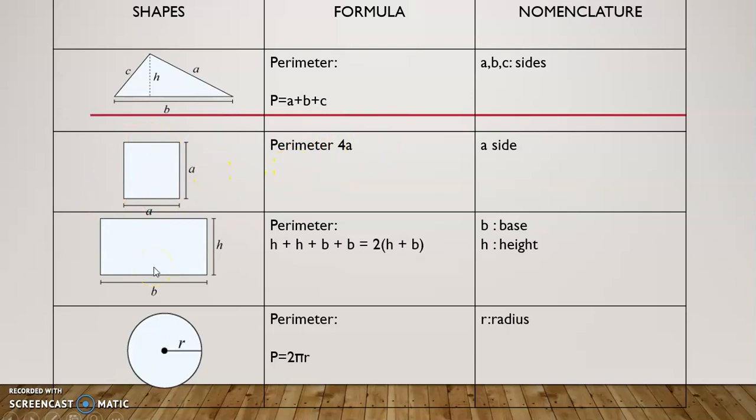This is a what? This is a rectangle. The perimeter of the what? This plus this plus this plus this, which is H plus H plus B plus B, which is what? 2H plus 2B. That's what you have here. Now for a circle, the perimeter is 2 pi r, 2 pi r, where r is the radius.